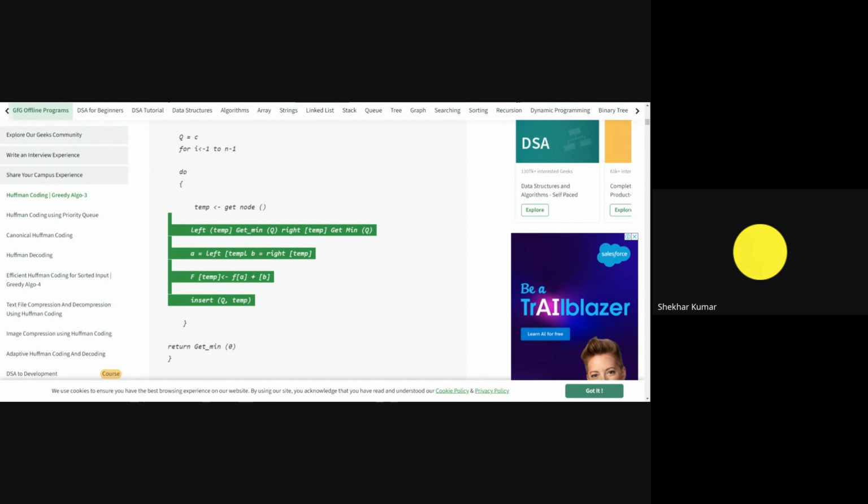Next application which we will discuss is the job scheduling algorithm. That is your job scheduling algorithm, one more application of the greedy approach.